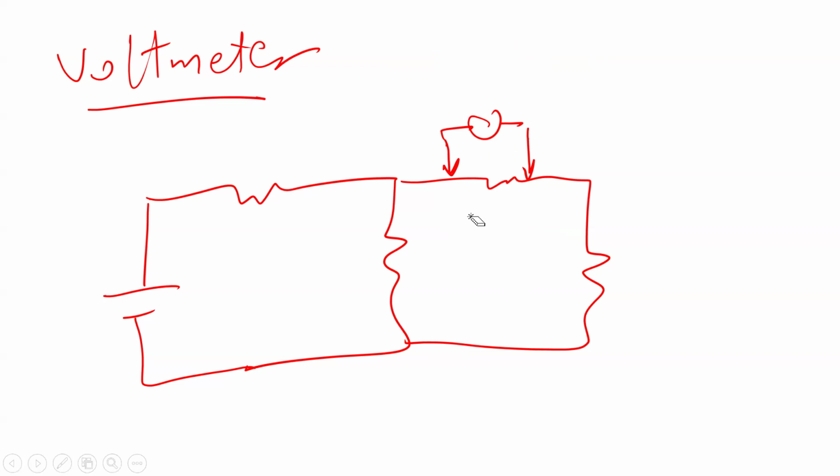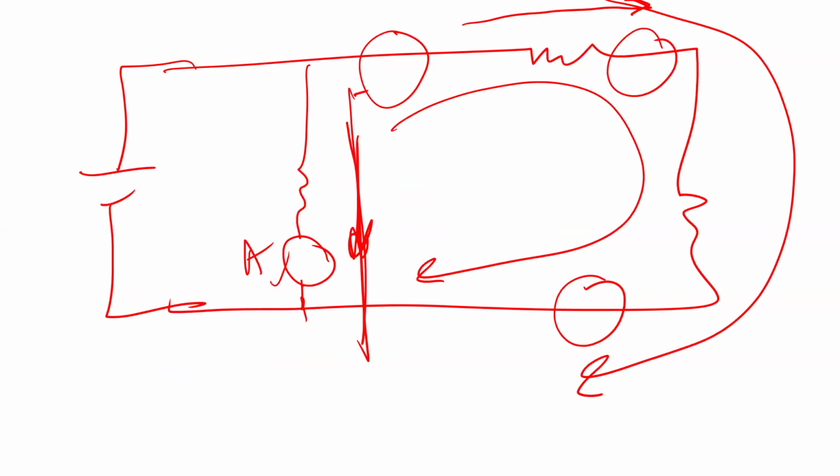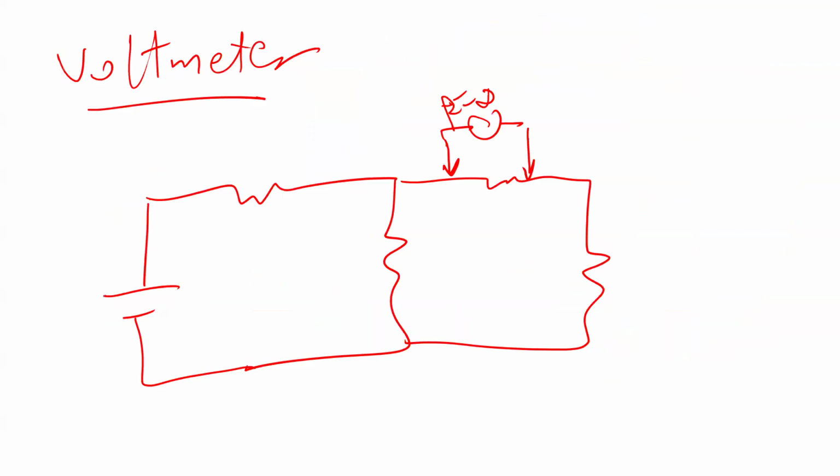Also, ideally, the resistance here has to be infinity. It has to be a very high resistance. It's different from what I explained here. This one is connected in series, so you have to open the circuit and connect it this way, and ideally it has to act like a short circuit. Usually it has a small resistance that can make some error in the measurement.